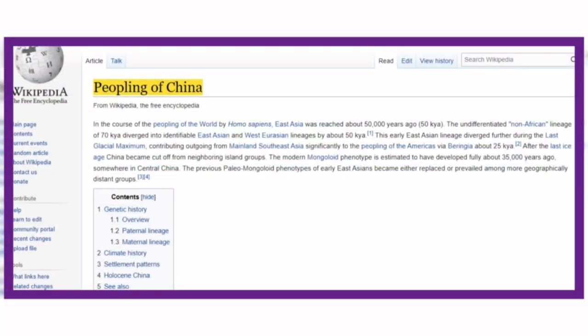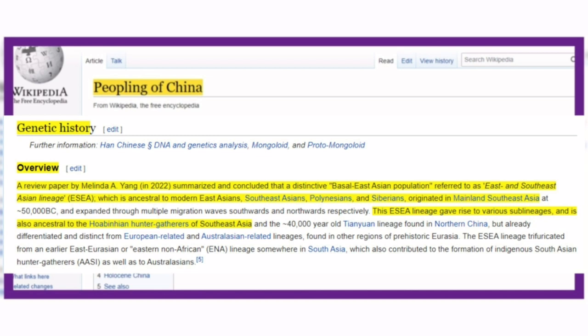Peopling of China. Genetic History Overview. A review paper by Melinda A. Yang in 2022 summarized and concluded that a distinctive basal East Asian population, referred to as East and Southeast Asian lineage, or ESEA, which is ancestral to modern East Asians, Southeast Asians, Polynesians, and Siberians, originated in mainland Southeast Asia. This ESEA lineage gave rise to various sublineages and is also ancestral to the Hoabinhian hunter-gatherers of Southeast Asia.